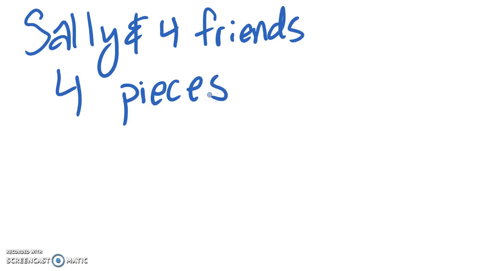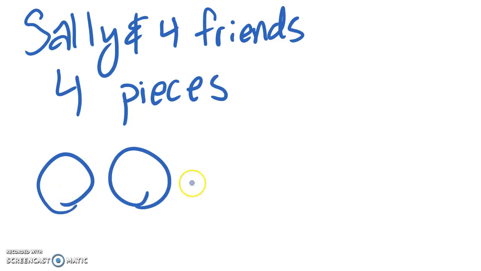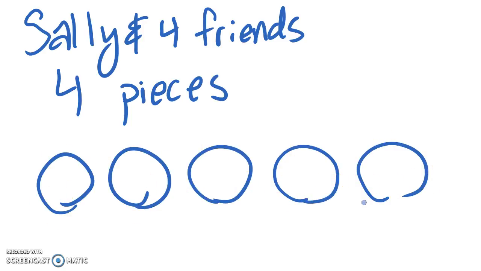Okay? So some of the strategies we've been teaching are equal groups. So you have Sally and her four friends, so that's actually 5 people. And you have 4 pieces of candy per friend. And then they would count the dots that they make in their groups, and they would make equal groups, and it would equal 20.